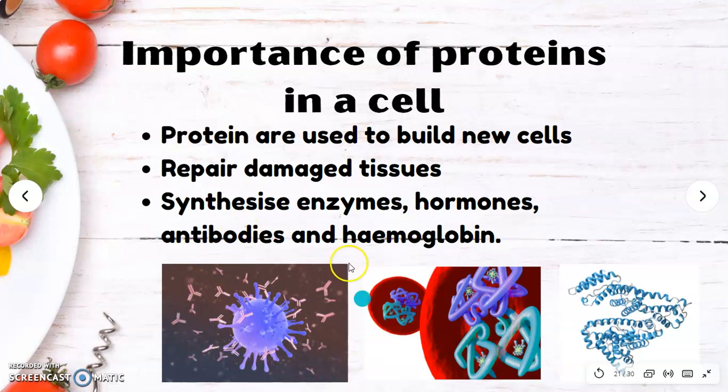And then to synthesize the hemoglobin. Where is the hemoglobin? In the red blood cell. So these are the red blood cells. Inside the red blood cell, there is hemoglobin. Hemoglobin is important to transport oxygen.